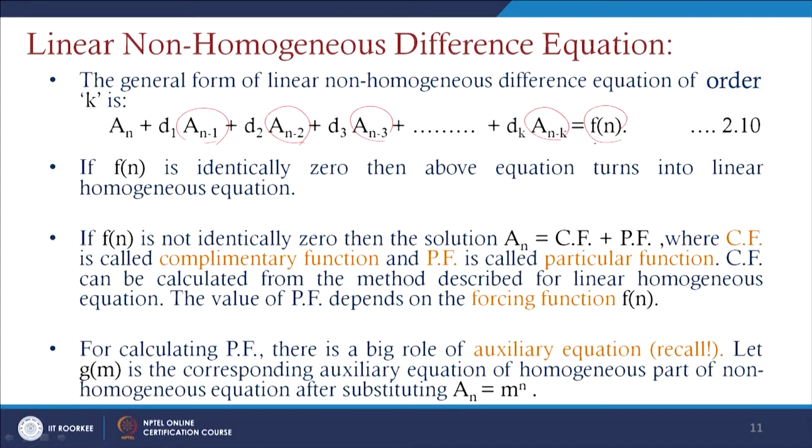For calculating the particular function, there is a big role of the auxiliary equation. The auxiliary equation you already know. Let G(m) be the corresponding auxiliary equation of the homogeneous part of a non-homogeneous equation, after substituting a_n equals m to the power n.